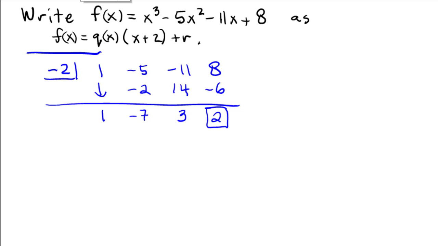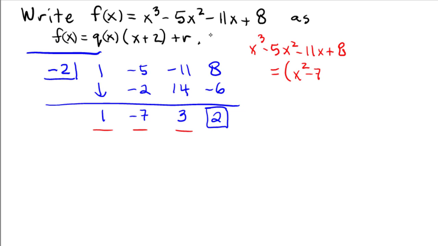And therefore, when we rewrite it in the form that they're asking for, we would say x cubed minus 5x squared minus 11x plus 8, in other words the original expression, is equal to the quotient, which is found by these coefficients. So that would be x squared minus 7x plus 3, multiplied by x plus 2, and then added by the remainder, and the remainder was 2.